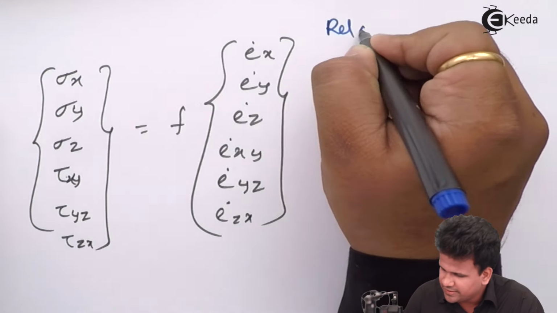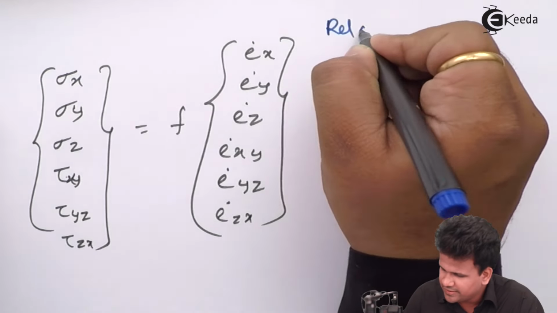The solution of this equation is directly taken into assumption. After solving this, we'll get the solution of this equation. How we have got the solution is beyond the scope of our syllabus, but we have to consider the solution. That is, sigma x will give us minus of p plus 2 into mu dou u by dou x minus 2/3 of mu into dou u by dou x plus dou v by dou y plus dou w by dou z. So we get sigma x as this term.